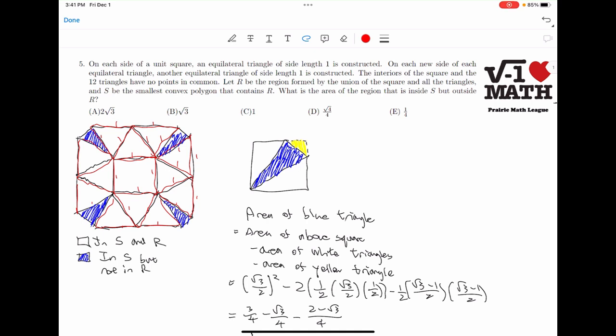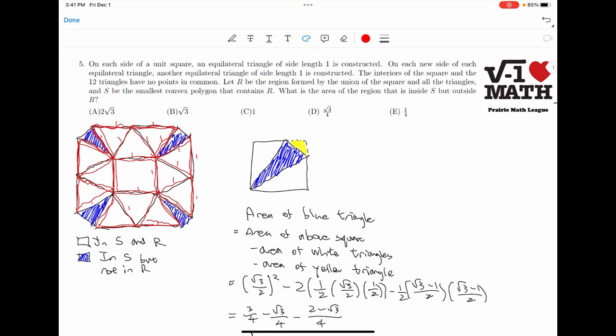Now let R be the region formed by the union of the square and all of the triangles. So basically, all these triangles and this square, you just union them. So you take their total thing, like this part. And as we can see here, we get something that looks like this.